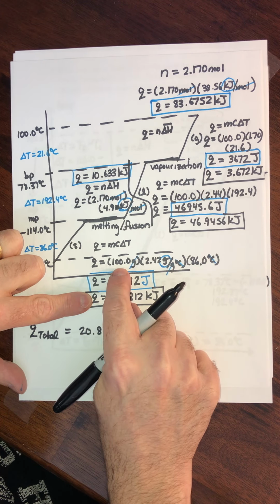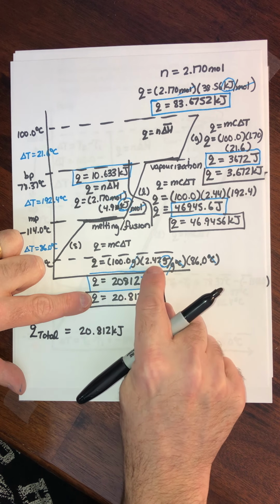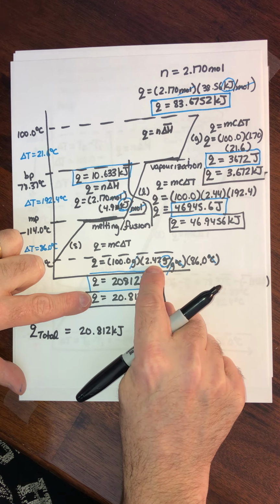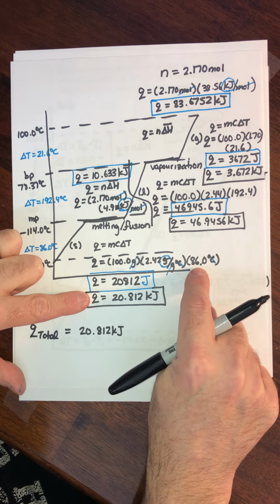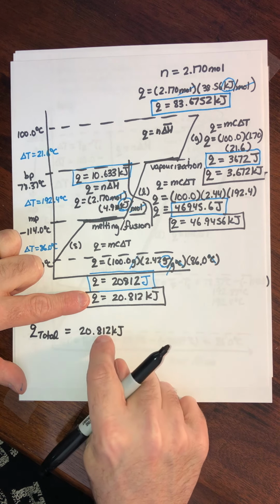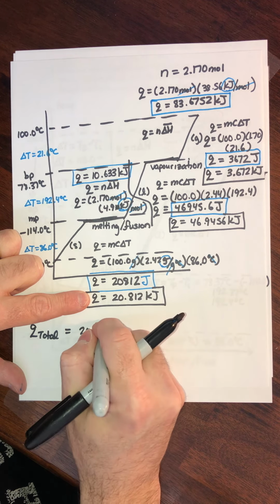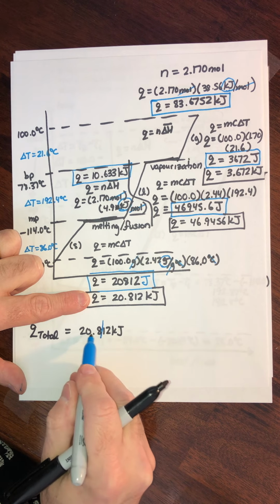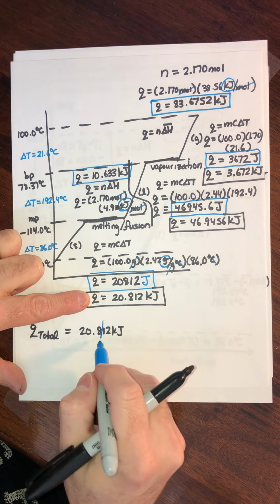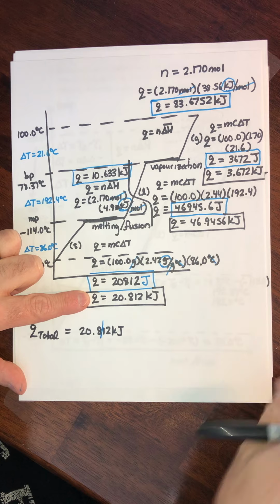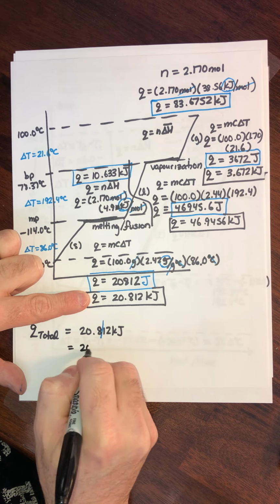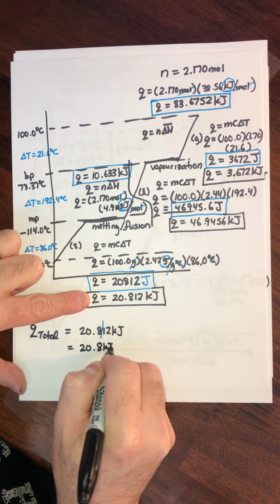The 100.0 has 4 sig figs, the 2.42 has 3 sig figs, and the 86.0 has 3 sig figs. So this answer should only have 3 sig figs. The 2, the 0, the 8, get rid of the rest. Because what I'm getting rid of is less than 5, this would just be 20.8 kilojoules.